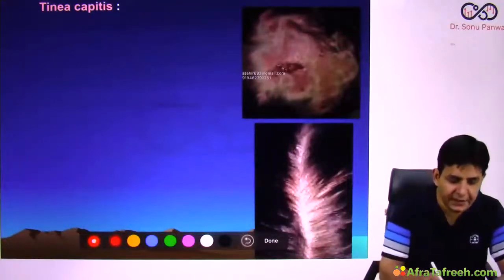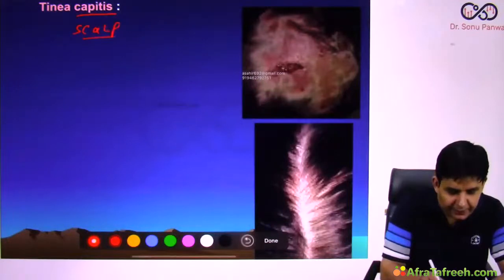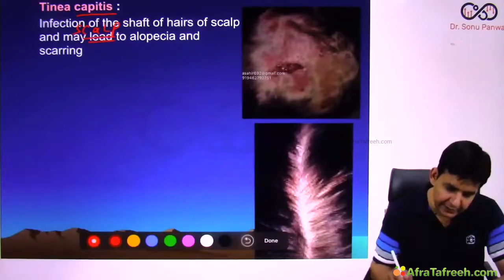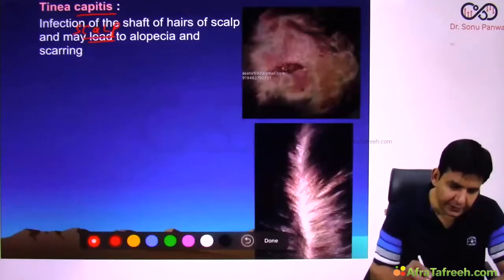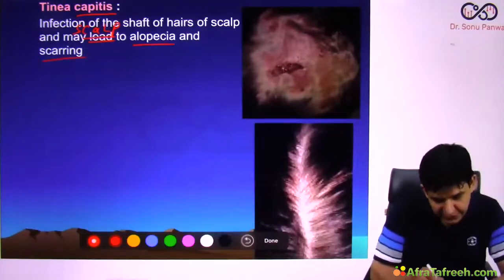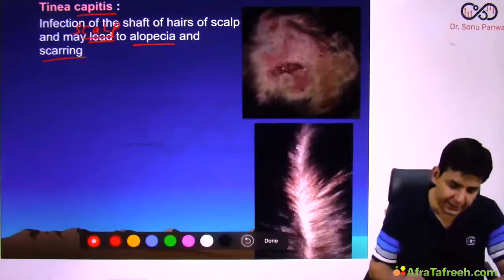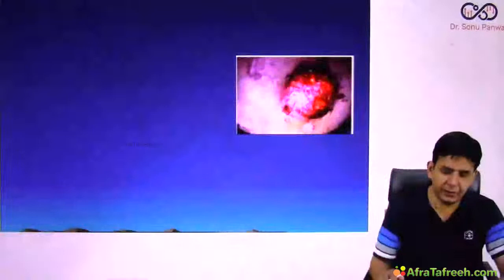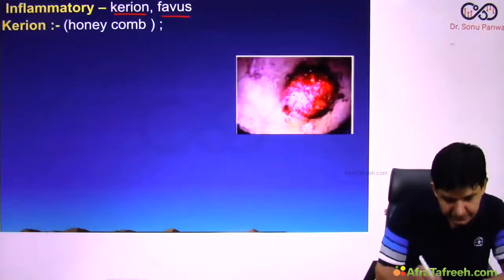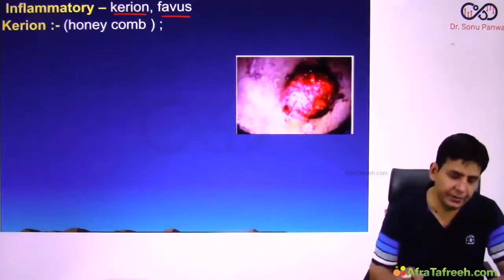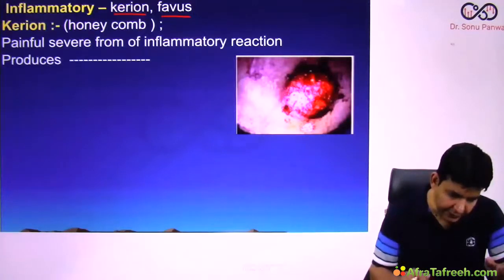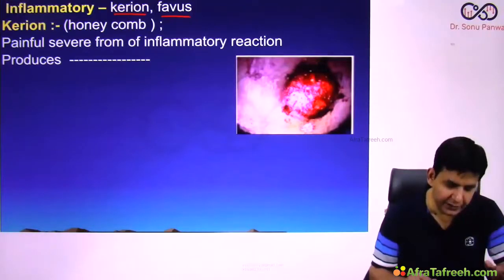Tinea capitis. Capitis means the scalp involvement. In this particular one, the shafts of the hairs of the scalp are involved, and that leads to what? Alopecia and scarring. Trichophyton and microsporum are involved in that. Now, in tinea capitis, two names you need to remember: one is kerion and one is favus. First of all, what is kerion and what is favus?